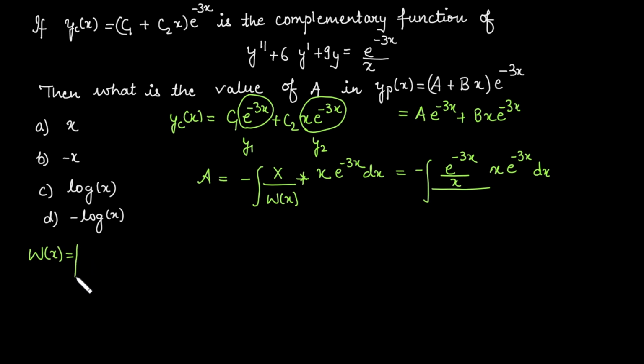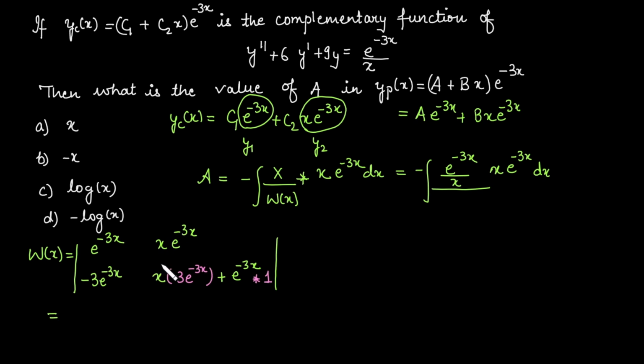Wronskian is calculated as, first function we have assumed e raised to power minus 3x. Second function is x e raised to power minus 3x. Derivative of this is minus 3 e raised to power minus 3x. Here we need to use the product rule. First function as it is, derivative of e raised to power minus 3x. That is minus 3 e raised to power minus 3x plus second function as it is, derivative of x is 1.